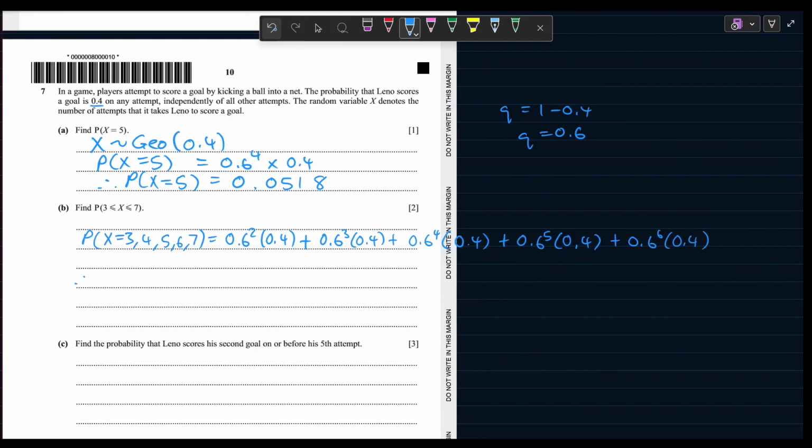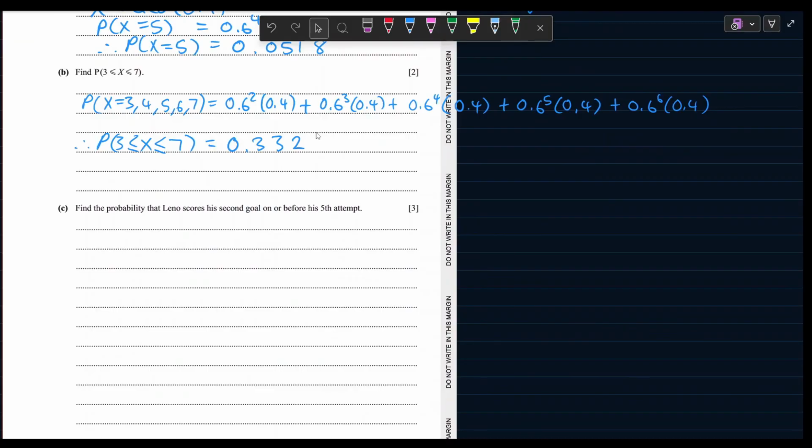Okay. So therefore, the probability of x being between 3 and 7 inclusive is equal to, let's punch this into the calculator, 0.6 squared times 0.4 plus 0.6 cubed times 0.4 plus 0.6 to the power 4 times 0.4 plus 0.6 to the 5 times 0.4 plus 0.6 to the 6 times 0.4, and this is equal to 0.332, and that's our final answer.